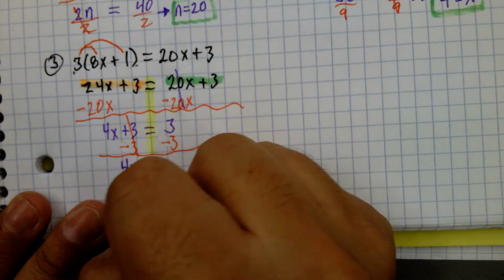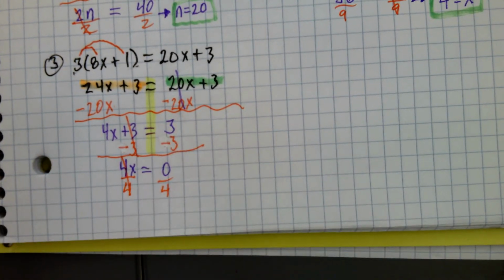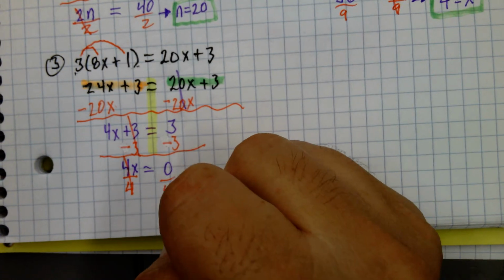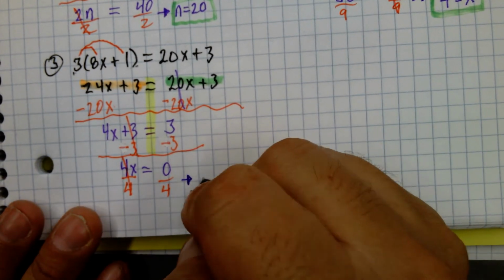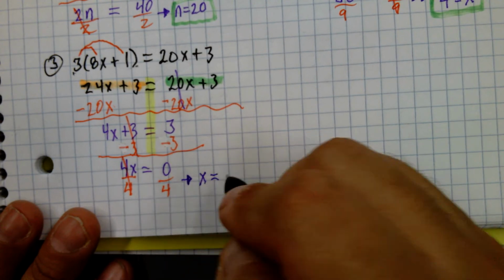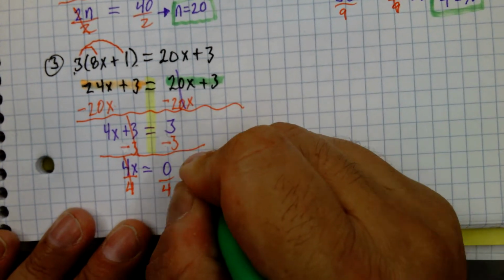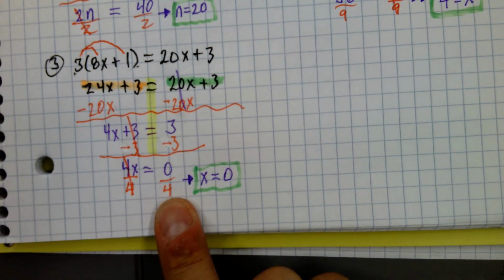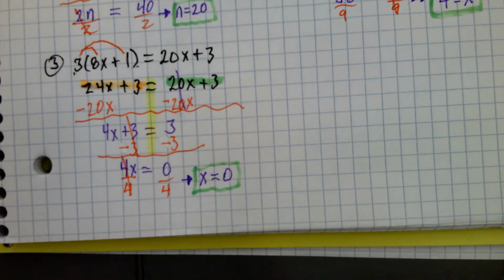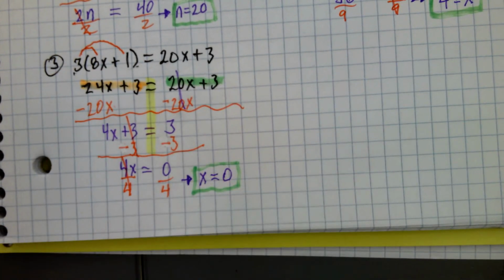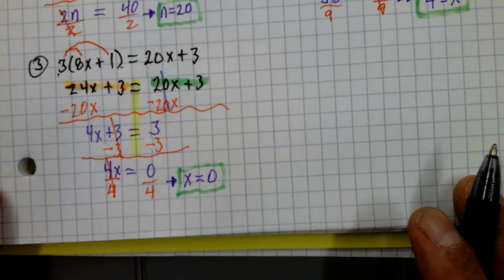So now I'm gonna divide by 4, and now I have to worry about, well, what's 0 divided by 4? 0. So the answer is 0. Well, really what we're asking is how many 4s fit into nothing? That's what we're asking. So the answer is 0. Okay? X equals 0. So the only answer that would work in this equation is 0. Okay. Last one.